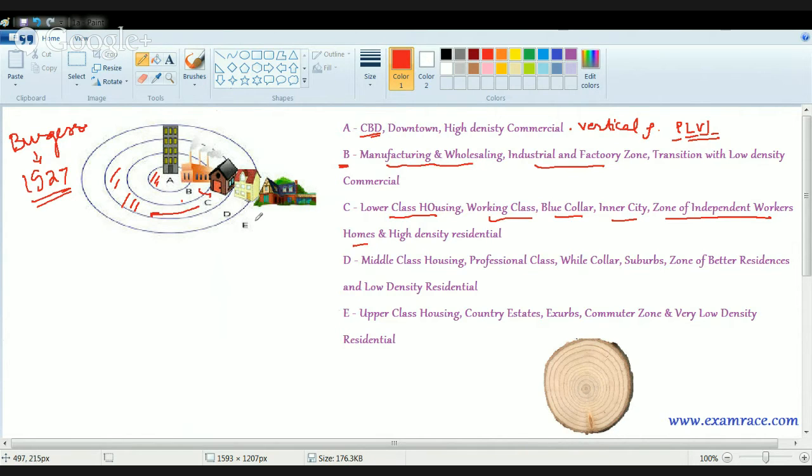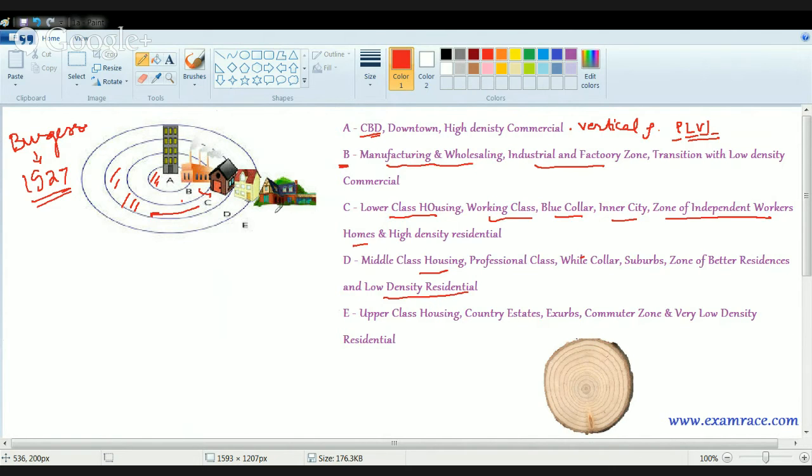Next to it is region D, that is the middle class housing. It is the region of suburbs. Mainly the people residing here are professionals engaged in white collar jobs. So it is also known as the zone of better residences, and it is a low density residential region.